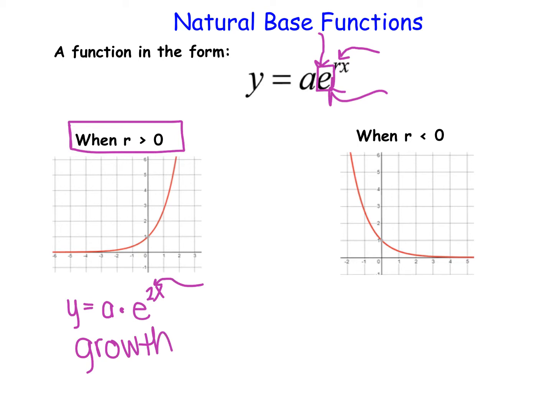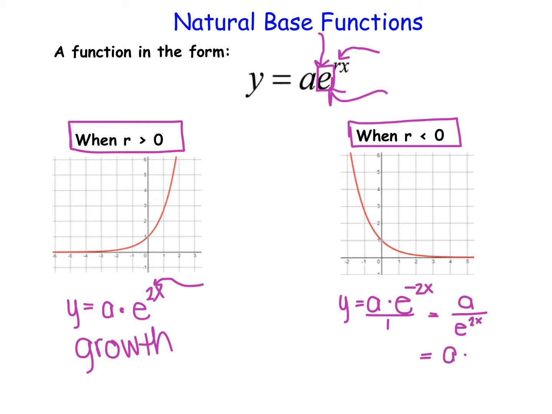Now, if we flip this around and look at what happens when r is less than 0, or when r is negative, we'll have something like y equals a times e to the power of, say, negative 2x. In order to figure out what's happening, let's write this with positive exponents. To write it with positive exponents, we put it over 1. So we have a still up in our numerator because it has a positive exponent, but we have e in our denominator. You can also write it like this: a times 1 over e to the power of 2x.